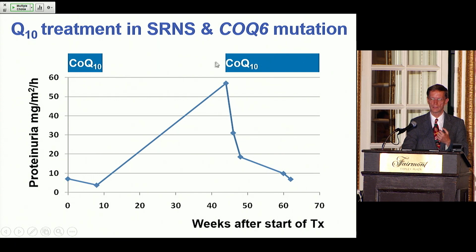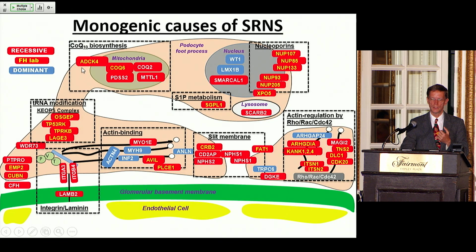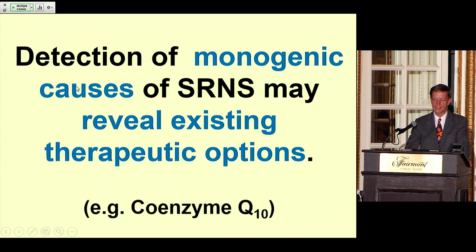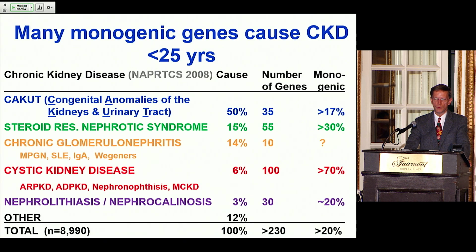Then the parents forgot to give it, and she had a relapse, and then she responded. So for patients who have mutations in ADCK4, COQ6, and so on, this is a treatment where there are 4 papers now that show that if started early, it can at least mitigate the development of FSGS. Now, let me move on to another group of chronic kidney disease.